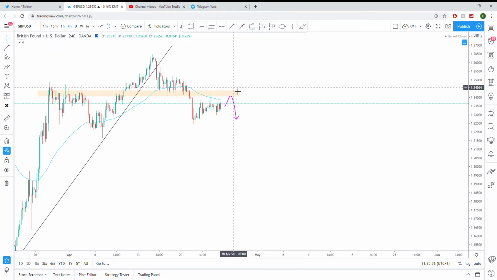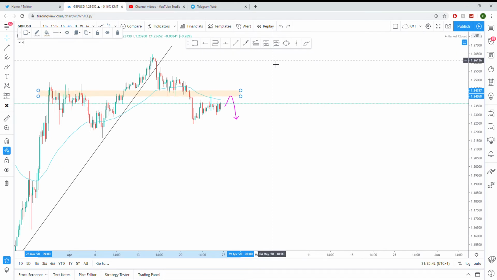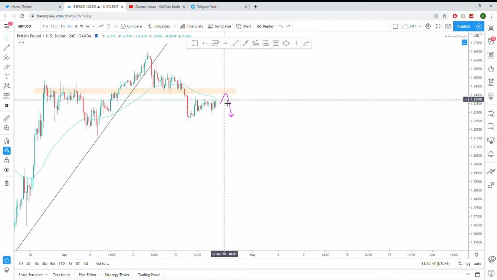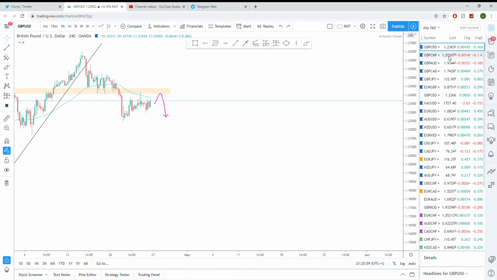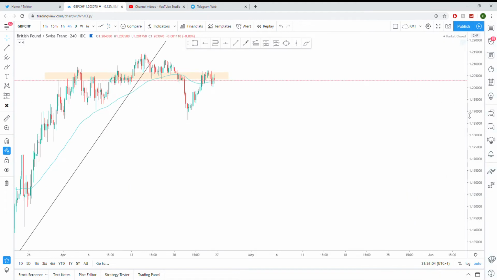So the range that we are paying interest in is between 1.24397 and 1.24058. So again, we'll be checking these charts, and if you want to place these on your charts and place alerts when price gets to this point, I'd highly recommend you do that, as that's what we do as our system.